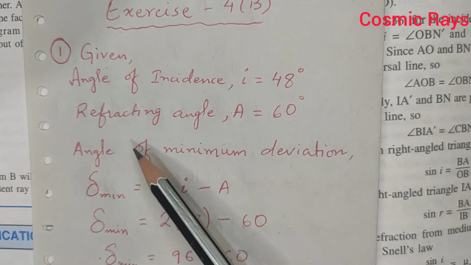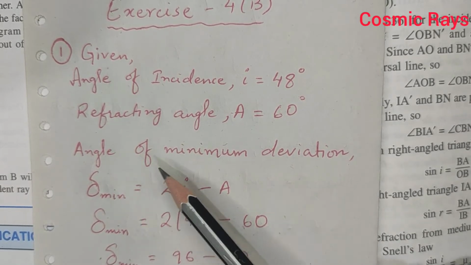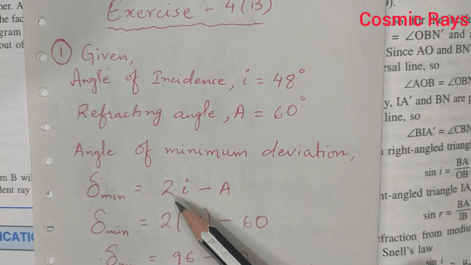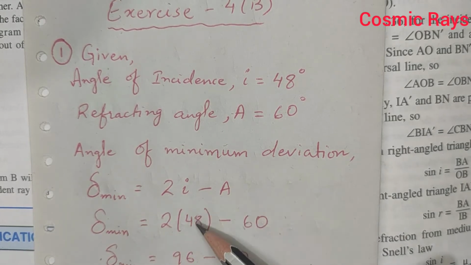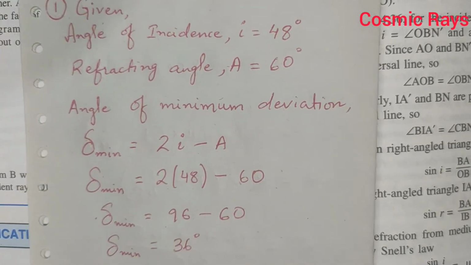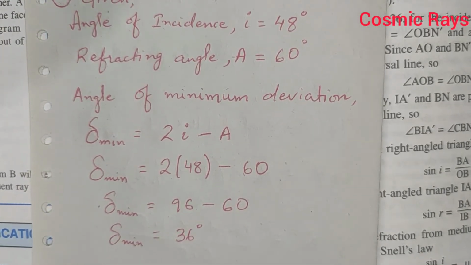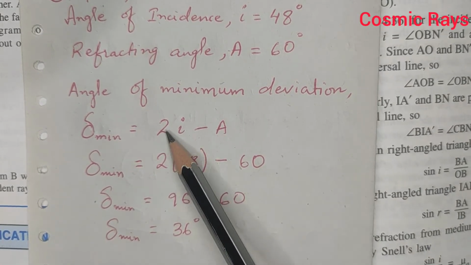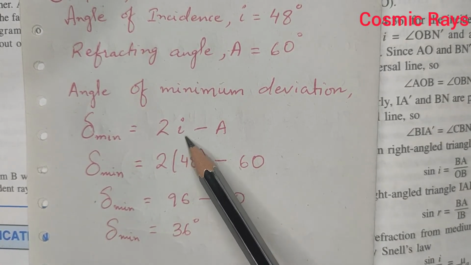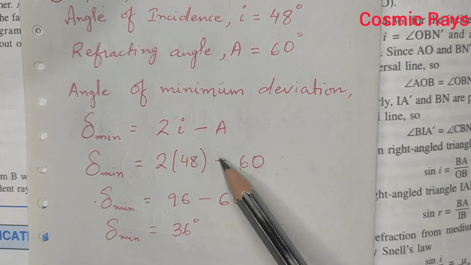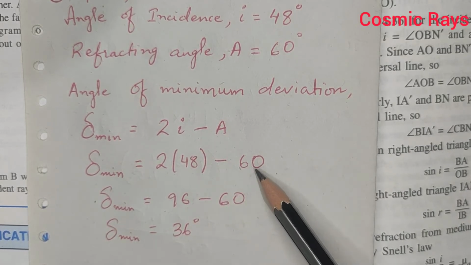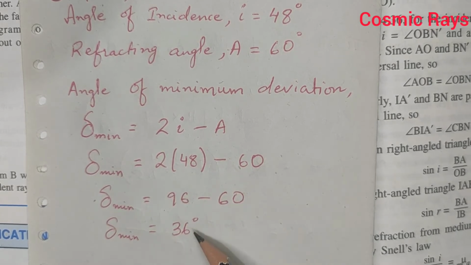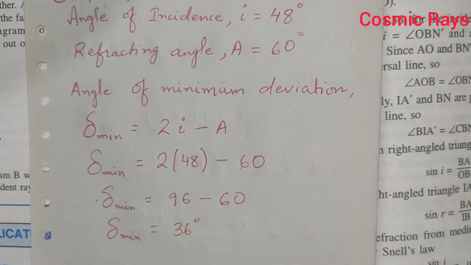So the formula is given in the hint already. The angle of minimum deviation, delta minimum, is equal to 2I minus A. So we have the value of I, that is 48 degree, and we have the value of A, that is 60 degree. So we put it in the formula, twice multiplied by the angle of incidence, that is 48 degree, minus the refracting angle, that is 60 degree. So 2 into 48 is 96, minus 60 gives us 36, and that is the answer.